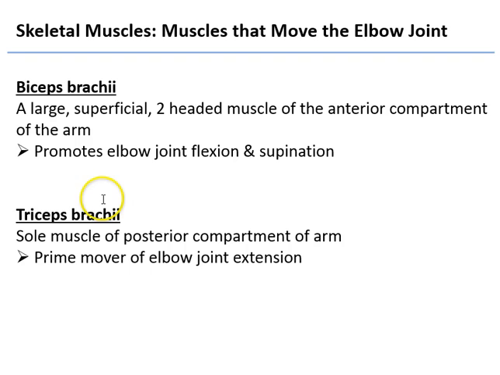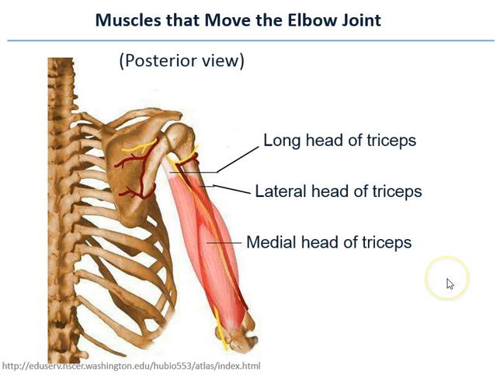The Triceps Brachii has multiple origins, 3: 1 on the scapula, 2 on the humerus. It inserts into the ulna, and it's a prime mover of extension of the elbow joint. This shows how the Triceps Brachii is set up. It's a 3-headed muscle and consequently must have 3 origins.